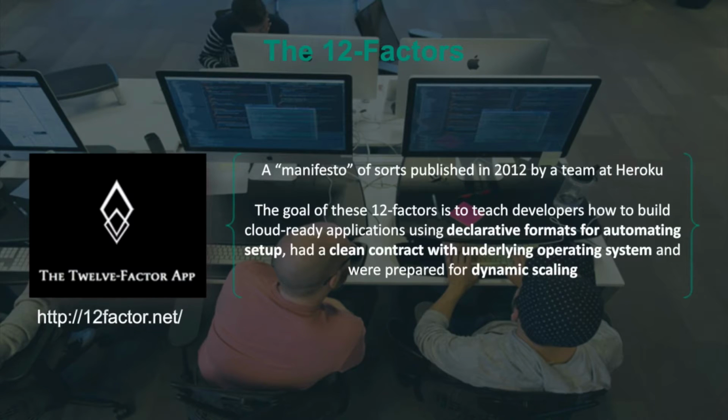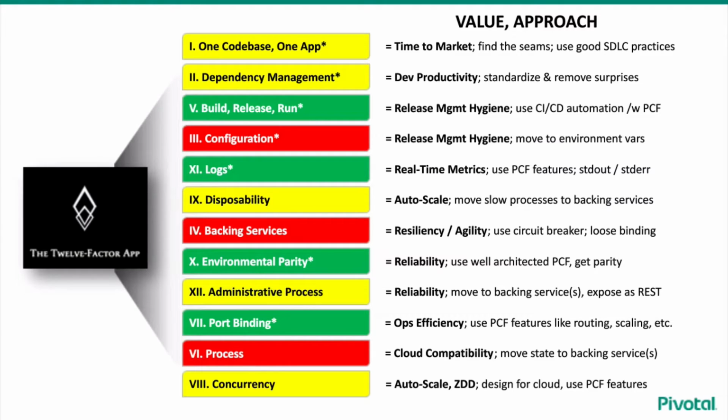But this has been around for quite some time. Heroku published this in 2012, right? And the only real goal of it is just to teach you how to make that cloud-ready phase at a minimum, and use declarative formats for automating the setup, and basically have a very clean contract with your underlying operating system or containerized environment, and be prepared for dynamic scaling, and be prepared for a container management system and a full-on cloud-native platform. So, let's go through these really quickly and what they mean.